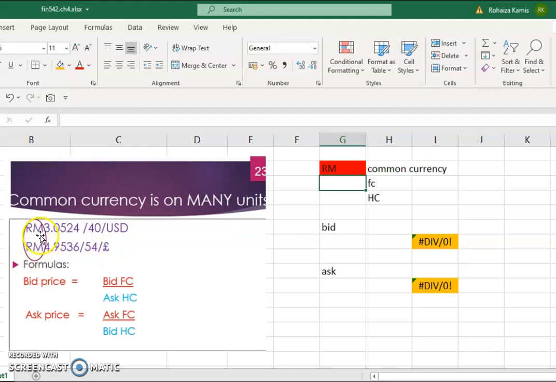So if you want to convert RM against USD, you just need 3.0524. But if you want to convert RM against pound, you need more, 4.9536. Like I said earlier, you need to put your weak currency as the home and the strong currency as the foreign, in between USD and pound. So by looking at this quotation, we know that the weak currency is USD, and the foreign currency is pound.